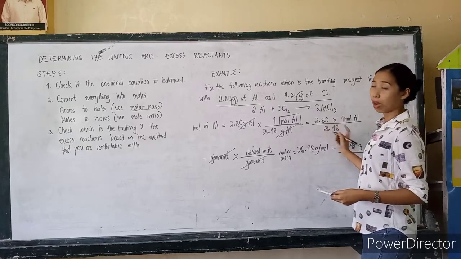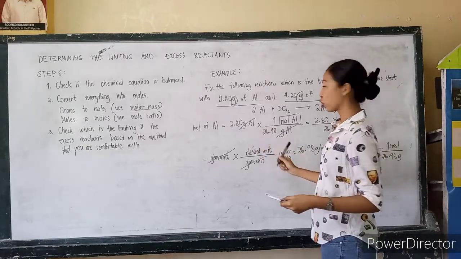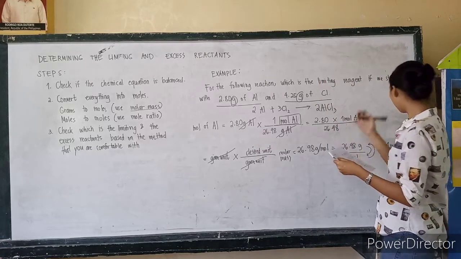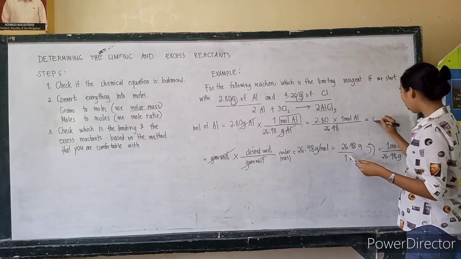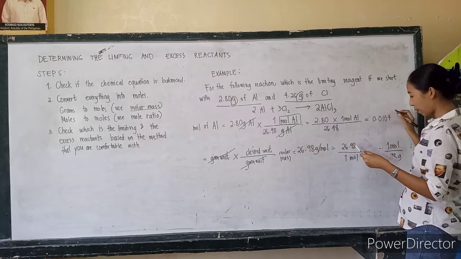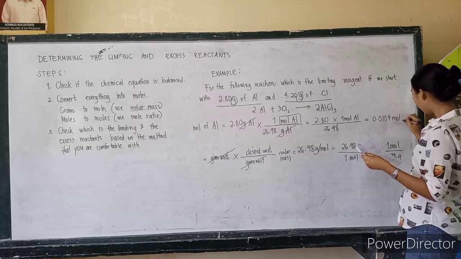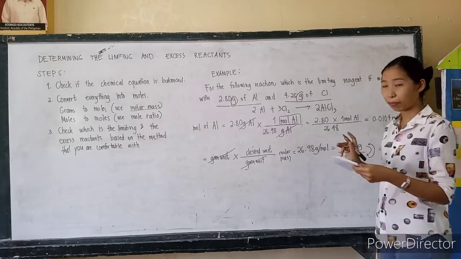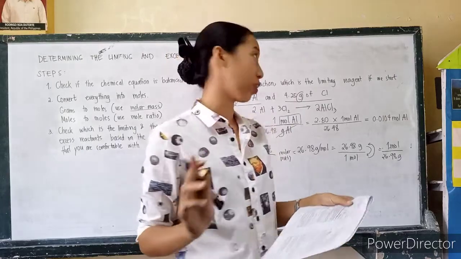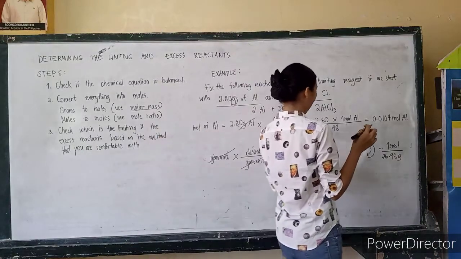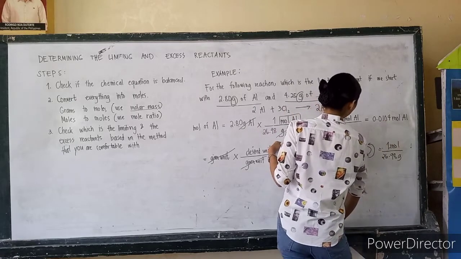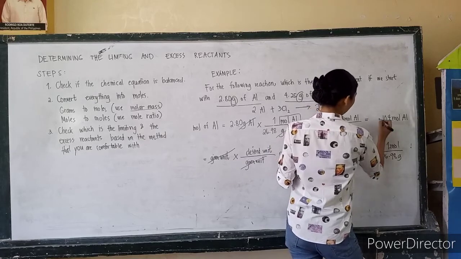Ma'am, wala na lagi unit, ma'am. Na-cancel out na natin. So, ang mabilin na lang nato na unit mao ang moles. So, the final answer to this is 0.0104 mole of aluminum. Tama? Sa inyong module, lahi ang gigamit. Gigamitan siya og scientific notation. But actually, pareha lang na sila. Dili ni siya 0.0104, kundi 1.04 times 10 to the power of negative 2.